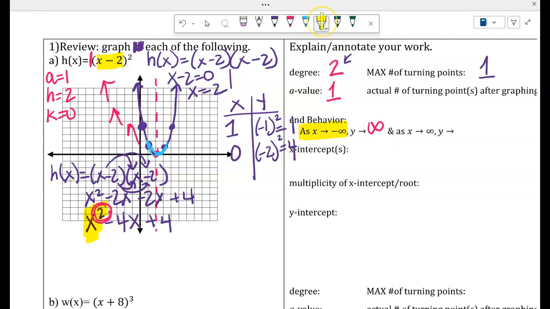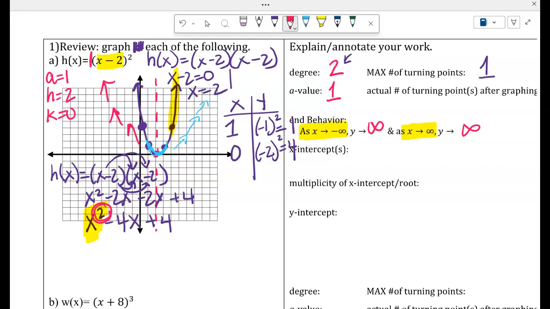Please pay attention and read it with me. As x is going towards positive infinity, that means x is going to the right. What's going on with the y? Y is going up, and so that is also infinity. Up means towards 1,000, 1 million, so that's going to be positive infinity. Do we have x-intercepts? Yes, we do.